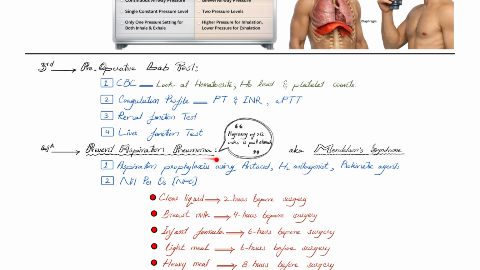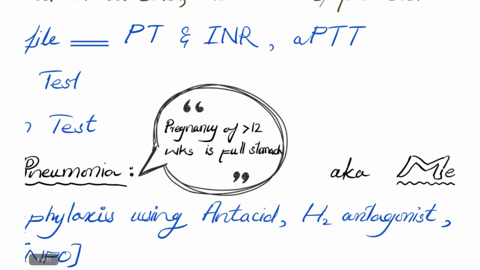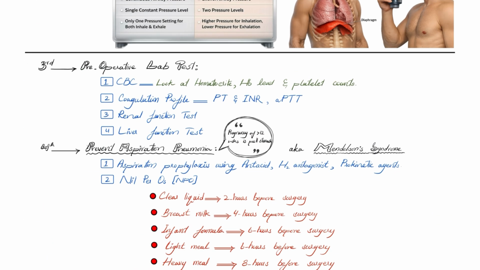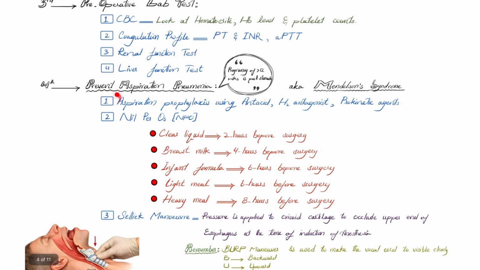Fourth thing, prevent aspiration pneumonia. Chemical pneumonitis is also called Mendelson syndrome, which is caused because of aspiration. And there is a side note that pregnancy of greater than 12 weeks is always considered full stomach. So what are your plans? First, aspiration prophylaxis like using an antacid, for example syrup sucralfate, or giving an H2 antagonist like tablet famotidine, or you can give a prokinetic agent like tablet itopride, which is 50 mg given before meals.